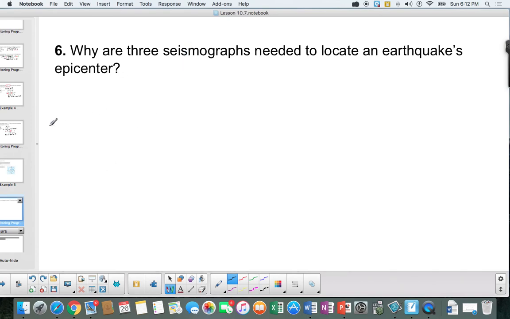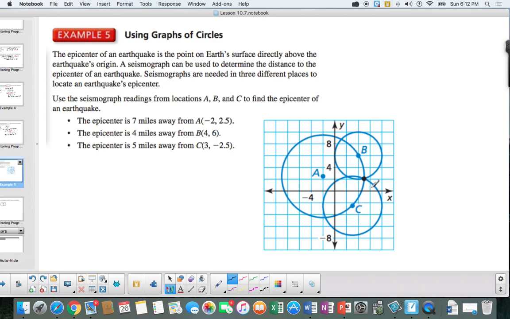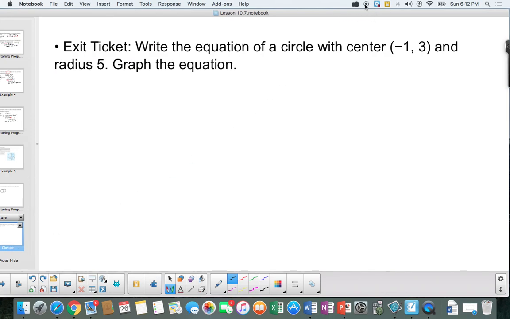So why are 3 seismographs needed to locate an earthquake's epicenter? Well, if you only had 2 circles, the 2 circles would intersect in 2 points, so we wouldn't know which one. So we need the third circle, like we did up here, to see where all 3 intersect. And this is the end of the screencast.